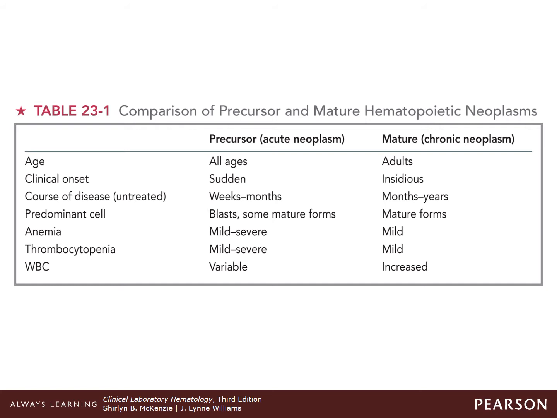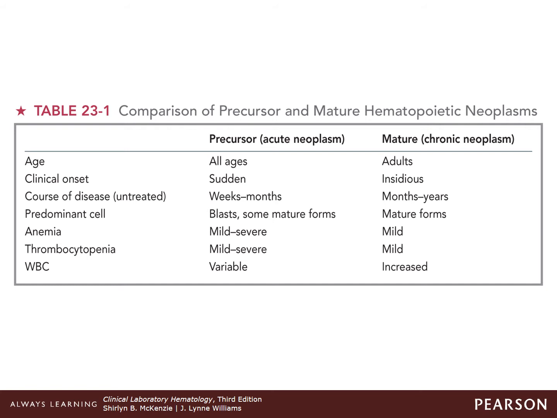So when we look at Table 23.1, we really need to compare the precursor and mature types of neoplasms. So if we talk about precursor or acute types of neoplasms versus mature or chronic types, we can definitely consider, first of all, the age of the patient. You're going to be getting case studies, so we should consider what happens most of the time. Usually these acute types can occur at different ages, while the mature or chronic types occur later on in life.